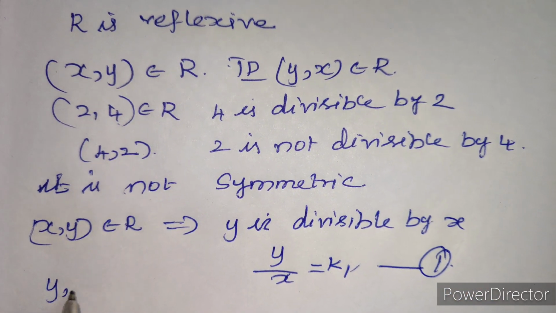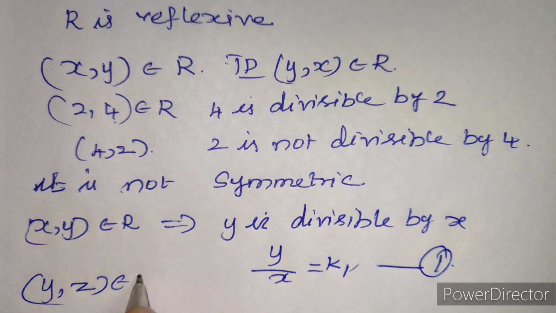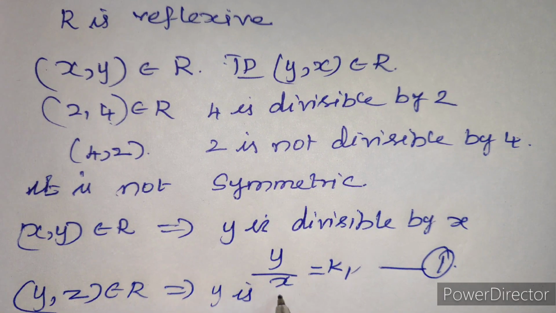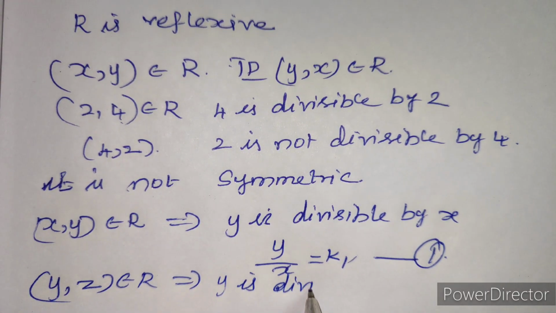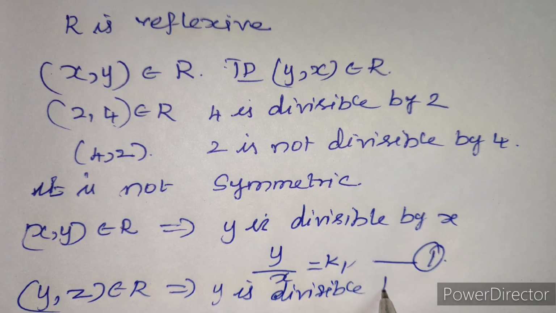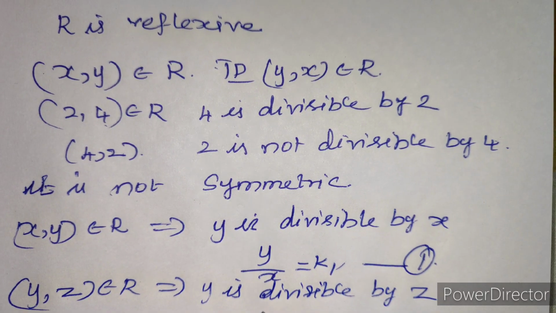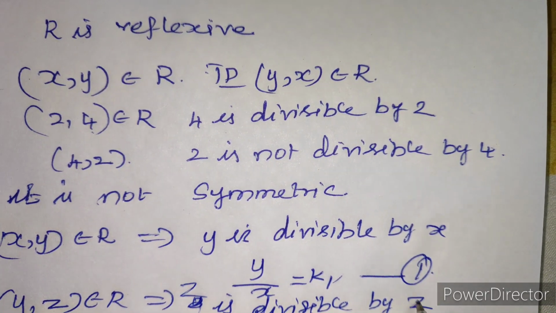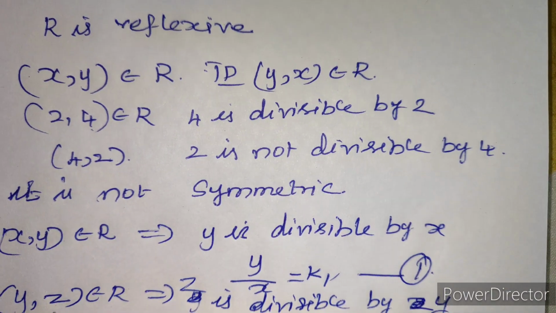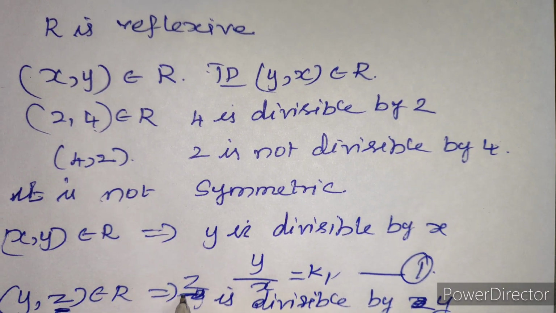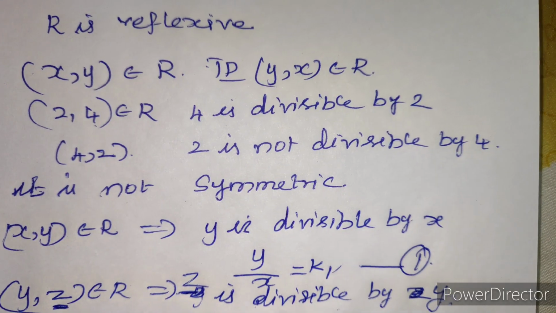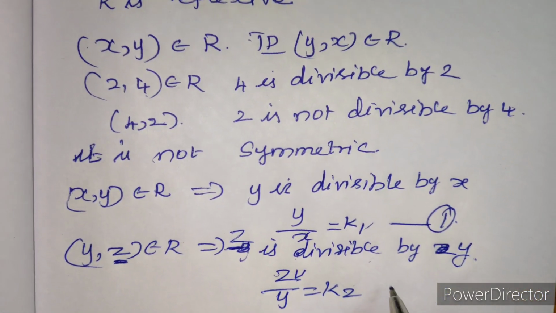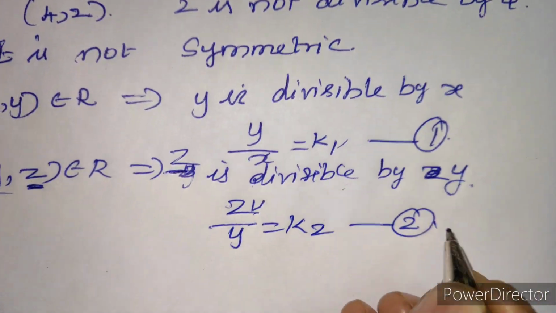Then (y, z) belongs to R, that is, z is divisible by y. Therefore z by y equals k2.